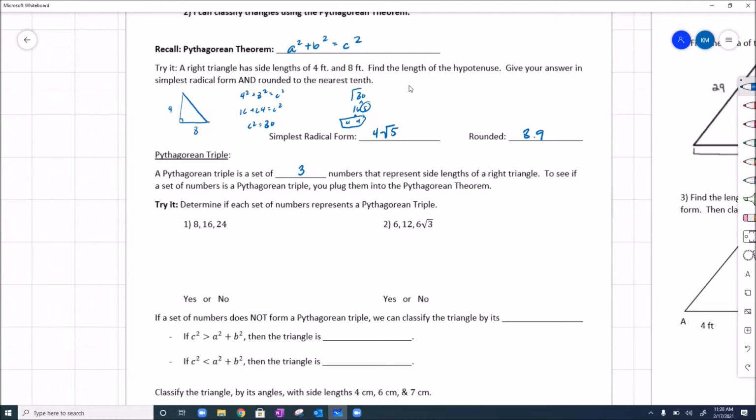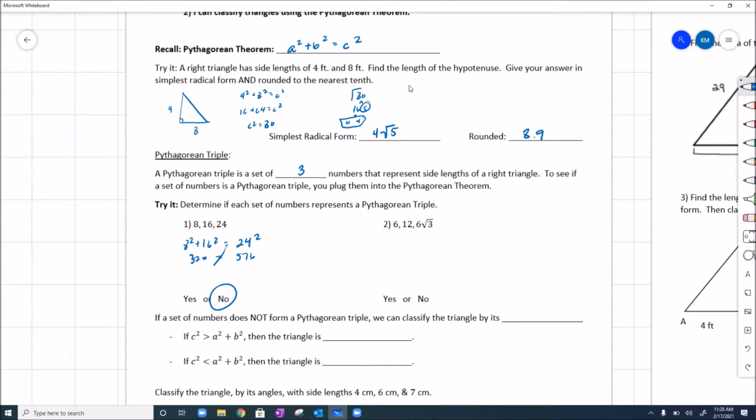So 8 squared plus 16 squared equals 24 squared. It's important that you remember that the longest side has to be the hypotenuse. So 8 squared plus 16 squared equals 320. Pretty sure that's not going to equal 24 squared, which is 576. So they're not equal to each other. So no, this isn't a Pythagorean triple.